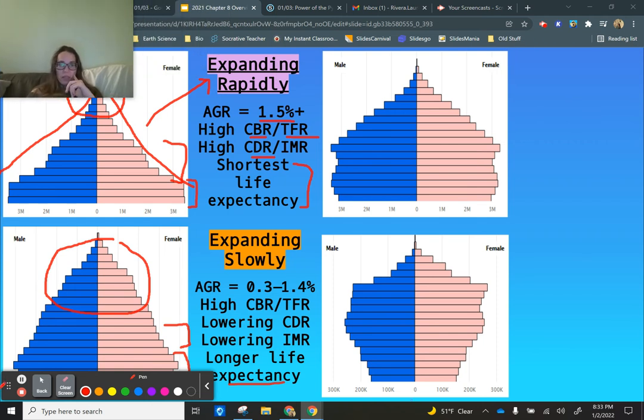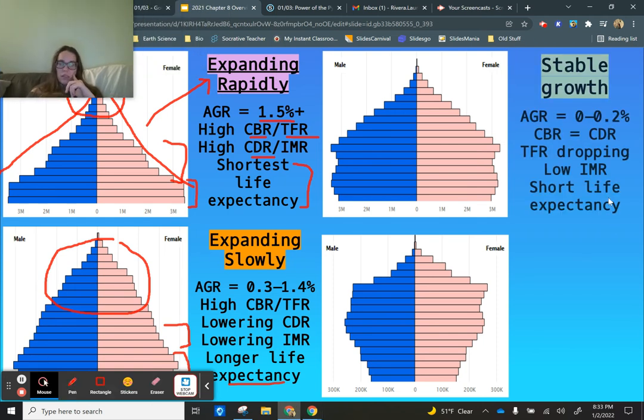Versus, let's keep going. This shape, which is a little bit more boxy, right? We see they're pretty even, those pre-reproductive and reproductive people. This is indicative of a more stable growing population. So this would be, and I put 0.2. I would say this is more like 0, like even 5 maybe. These are stable, slow growing populations.